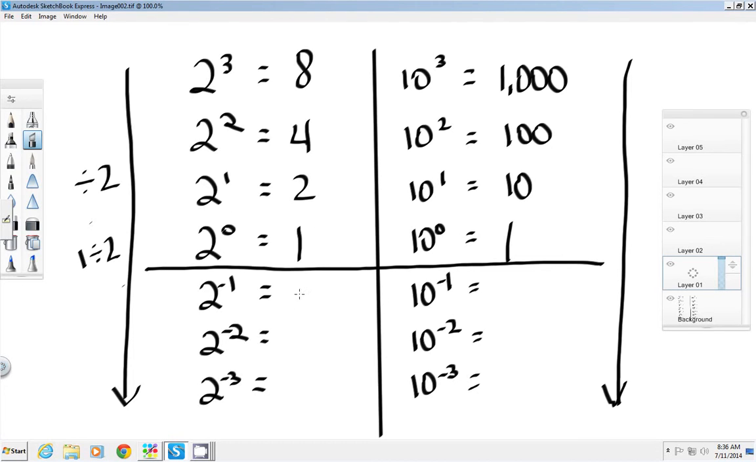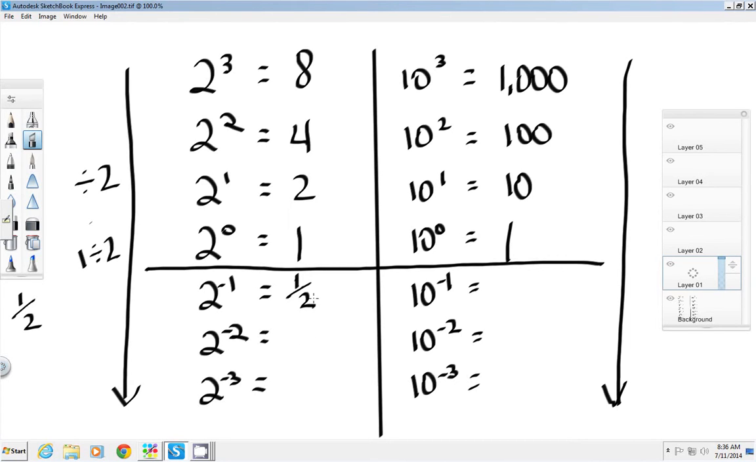Another way to express 1 divided by 2 is by showing it as a fraction. That is right there, 1 divided by 2. So if that's 1 divided by 2 and it's a partial number, you can still represent it as 1 over 2, which is 1/2.